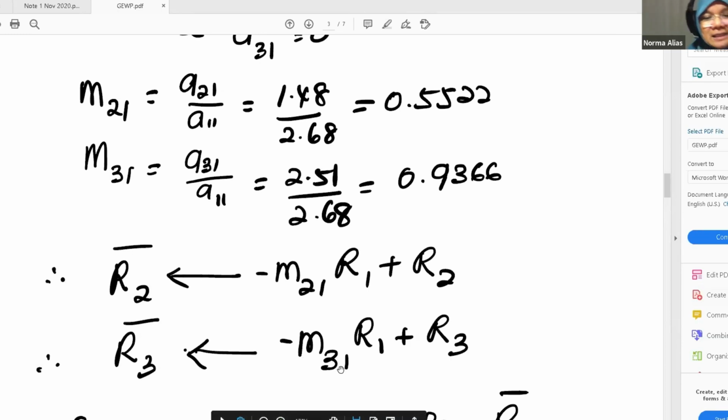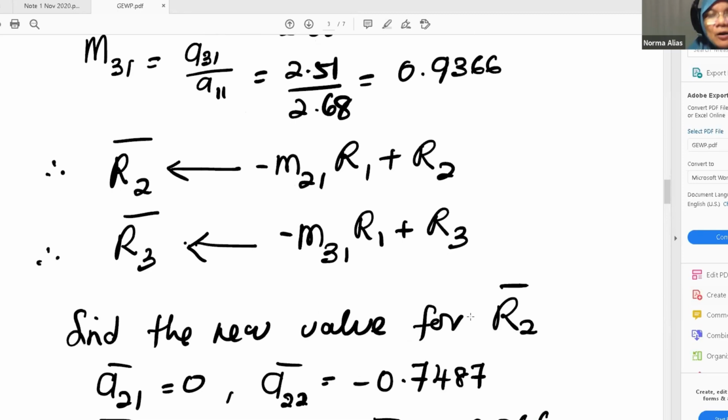The new R3 is negative M31 R1 plus R3. So I want to apply this row operation for every element of row 2 and row 3. Don't forget. So how many times? Row 2 we have 4, row 3 we have 4 elements. We need to do 8 elements.